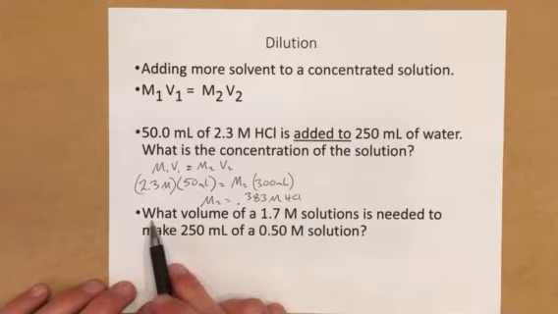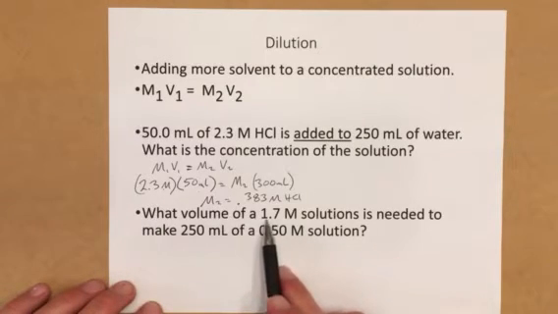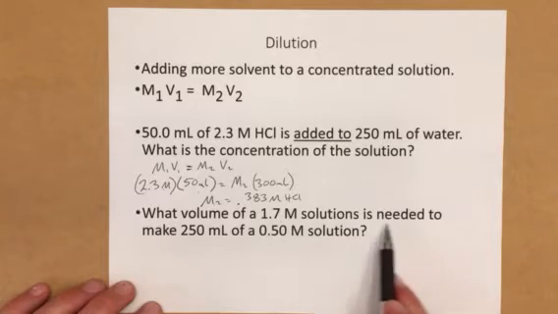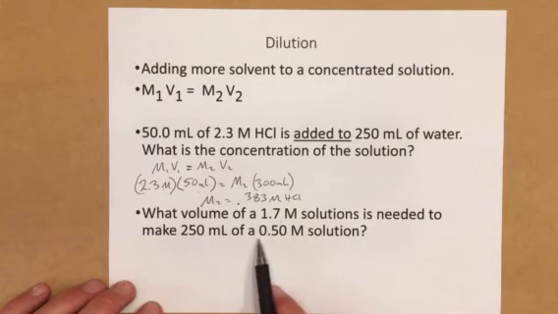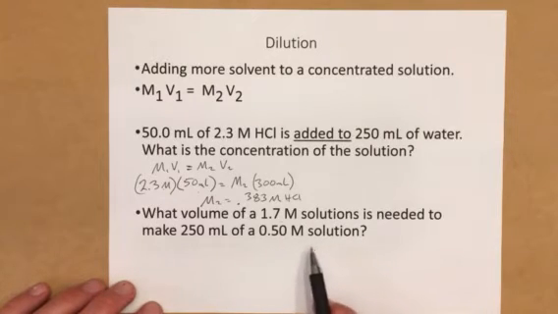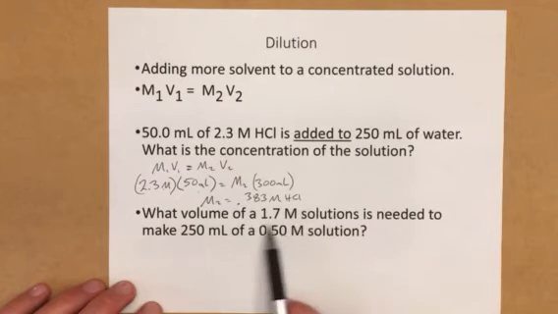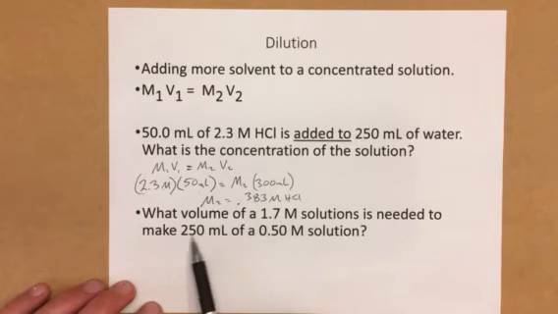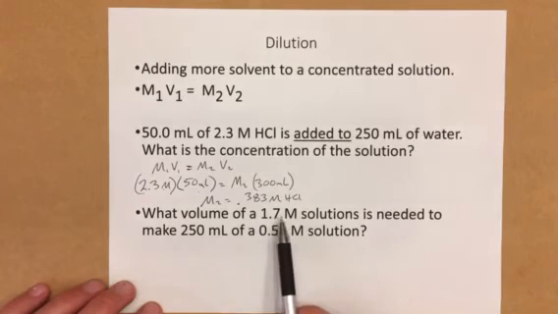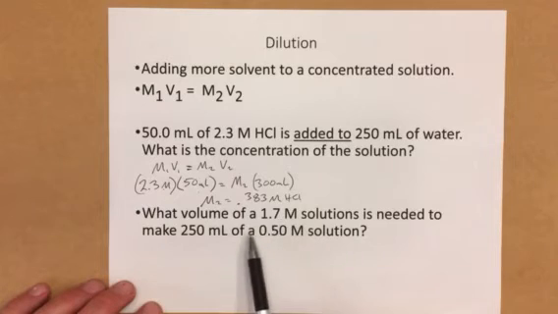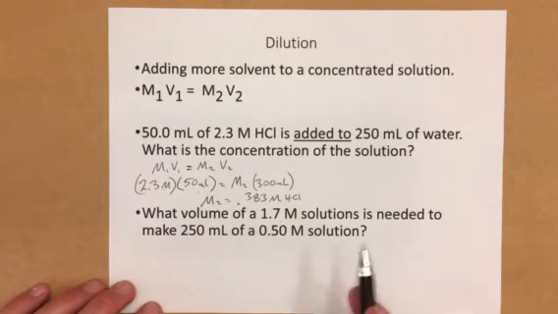Here's one more practice problem. What volume of 1.7 molar solution is needed to make 250 milliliters of a 0.5 molar solution? So maybe we have a stock solution in the lab and we need to dilute it to 0.5 molar for a lab, and we want to make a total of 250 milliliters for the lab. So how much of the concentrated solution should we start with to end with this volume and this concentration?